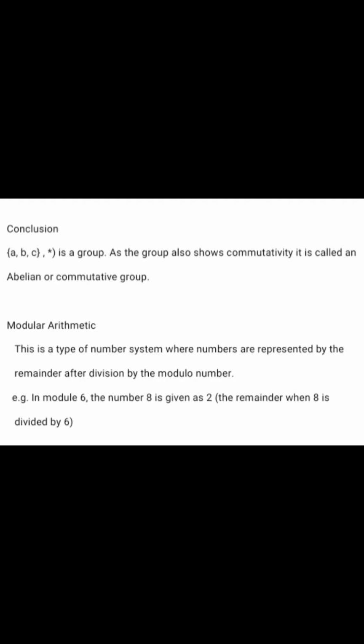Modular arithmetic. This is a type of number system where numbers are represented by the remainder after division by the modulo number. For example, in modulo 6, the number 8 is given as 2, the remainder when 8 is divided by 6.